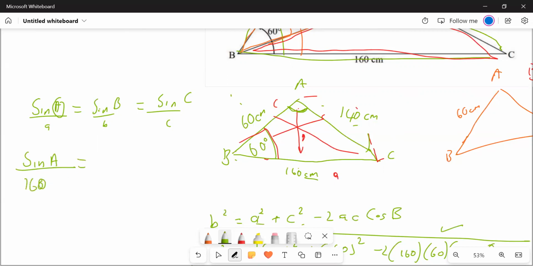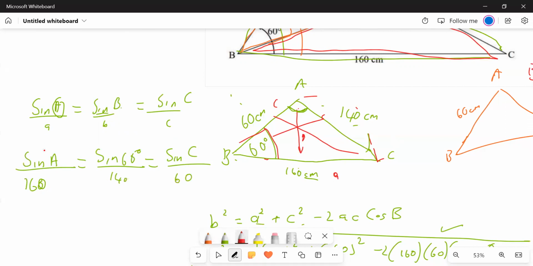Equals to sine B. Do you know what B is? 60 degrees, all over small letter b. What is small letter b? It's 140. Equals to sine C. We don't know what C is, we simply put it there. Do we know what small letter c is? What is small letter c? It's 60.